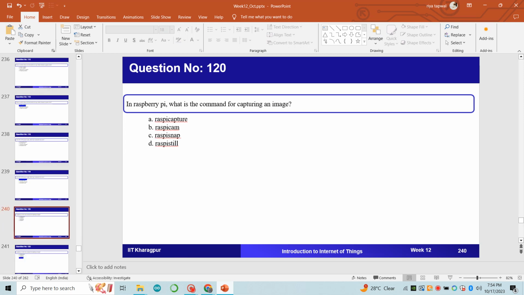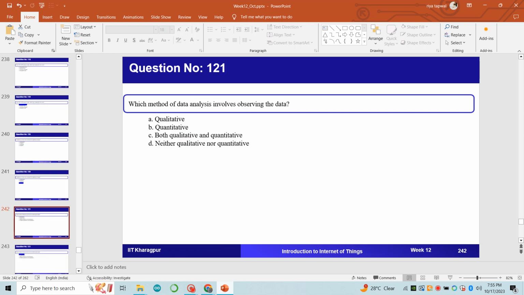Next question is, in Raspberry Pi, what is the command for capturing an image? Options are respi capture, respi cam, respi snap, respi still. No? Correct option for this is respi still.